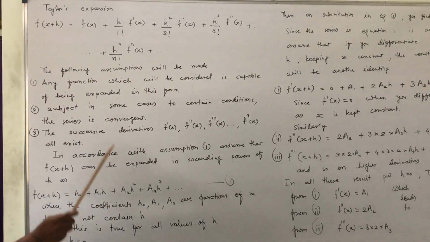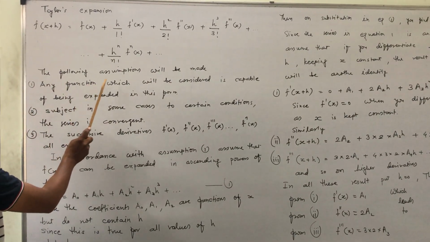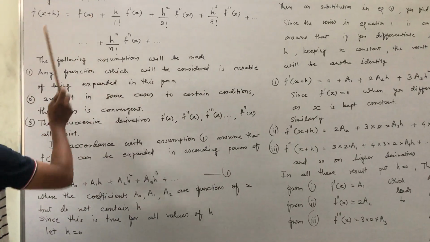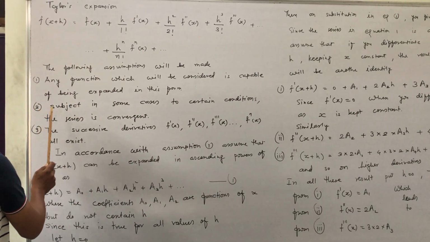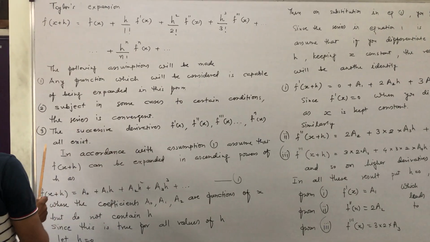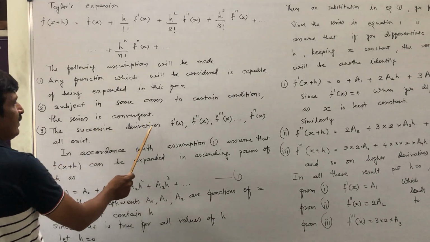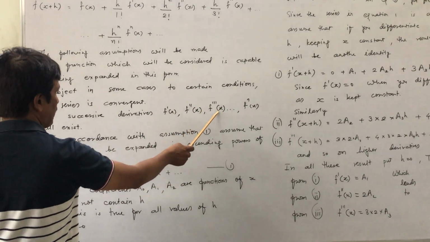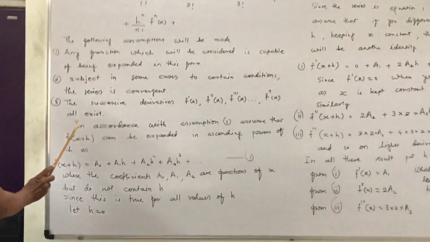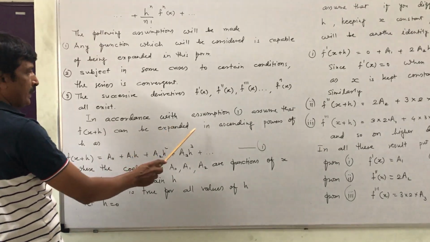Here the following assumptions will be made. One, any function which will be considered is capable of being expanded in this form. Number two, subject in some cases to certain conditions, the series is convergent, so the addition goes to a certain number. And third, the successive derivatives f'(x), f''(x), f'''(x) all exist.